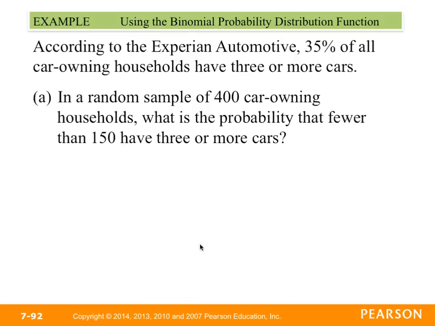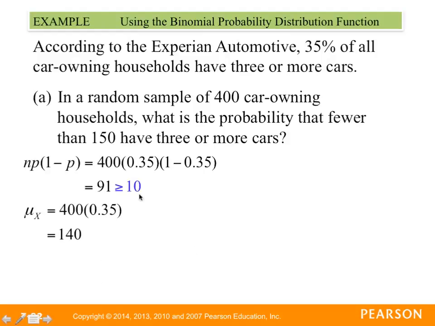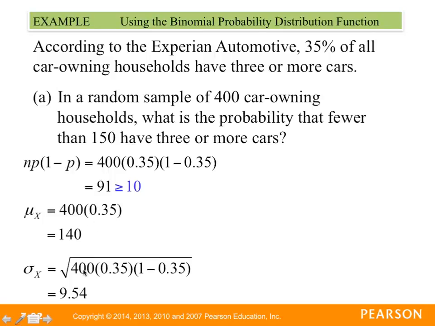Okay, so here it says, according to Experian Automotive, 35% of all car-owning households have 3 or more cars. So we already worked with this scenario. It wants us to figure out, in a random sample of 400 car-owning households, what's the probability that fewer than 150 have 3 or more cars? So we need to calculate our mean and our standard deviation. The mean is just going to be calculated as 400 times 0.35, and the standard deviation is going to be the square root of 400 times 0.35 times 1 minus 0.35, which is 9.54.